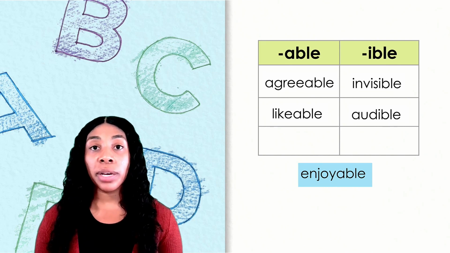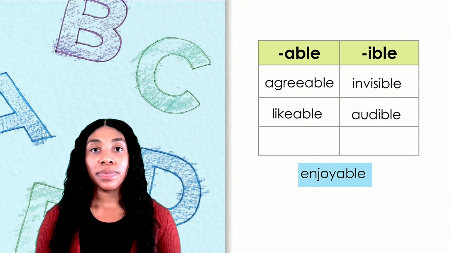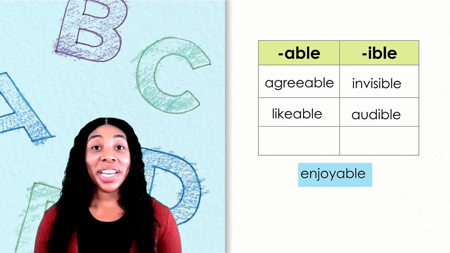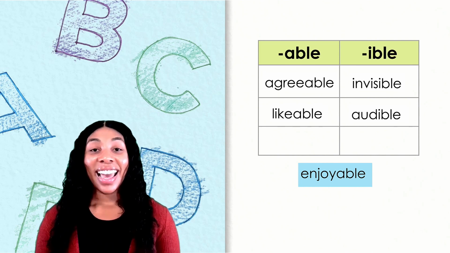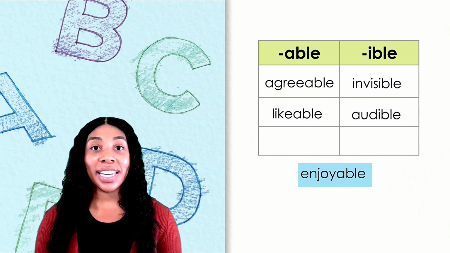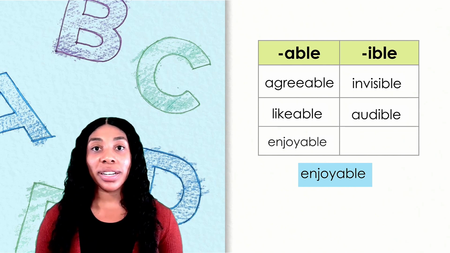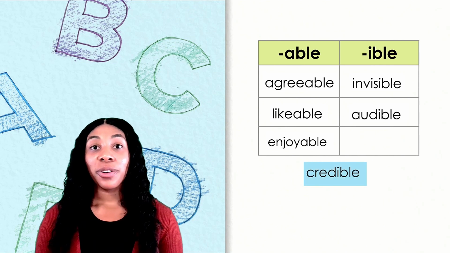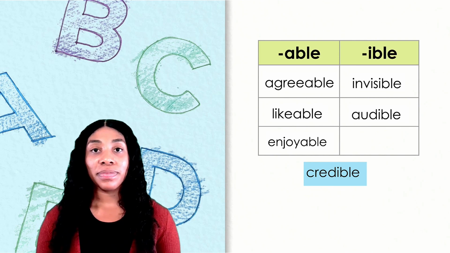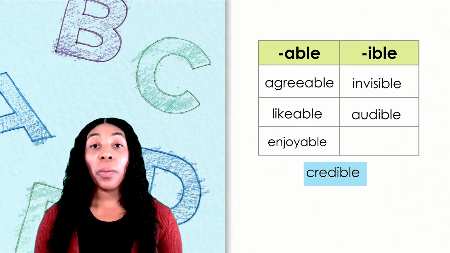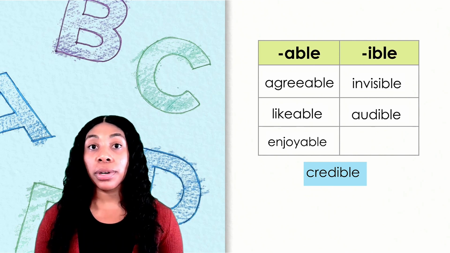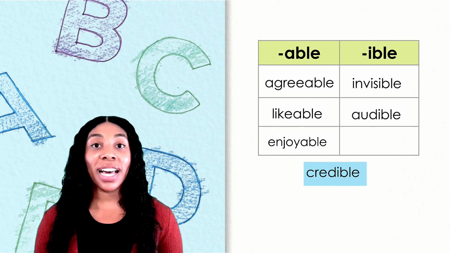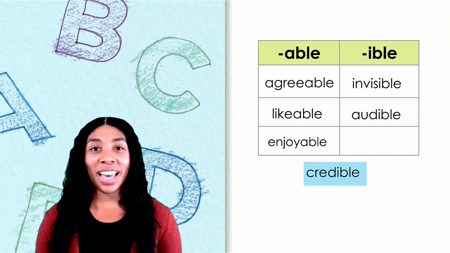This word is enjoyable. Which column does this word belong in? We hear the bull sound at the end again, and it is also spelled with ABLE because enjoy is a real word. Here's our last word. Credible. Which column does credible belong in? When we look at the end of this word and hear the bull sound, it is spelled IBLE because cred is not a real word.